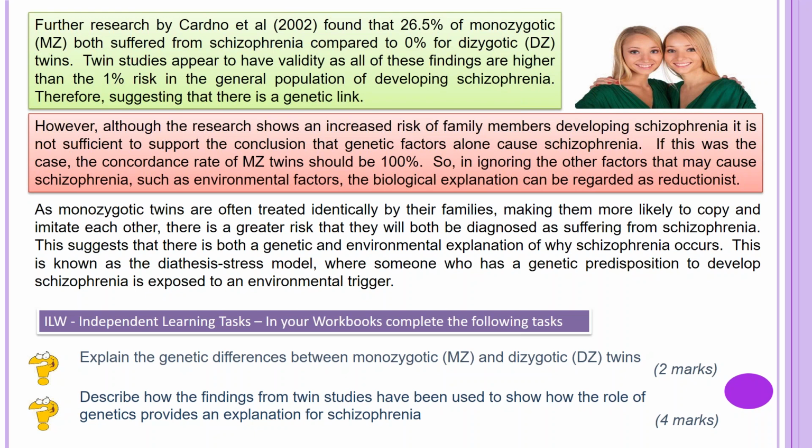Further research by Cardno found that 26.5% of monozygotic twins both suffered from schizophrenia, compared to 0% of dizygotic twins. Twin studies appear to have validity, as all these findings are higher than the 1% risk in the general population developing schizophrenia, therefore suggesting there is a genetic link.